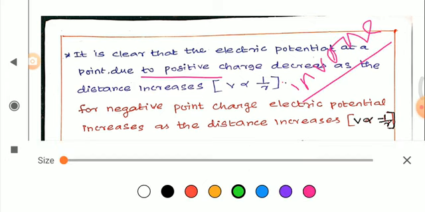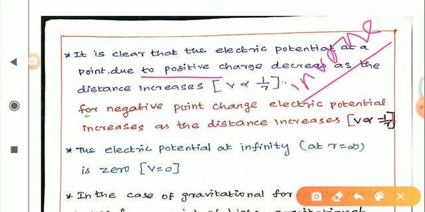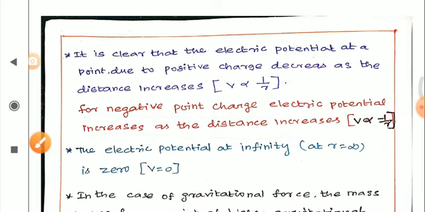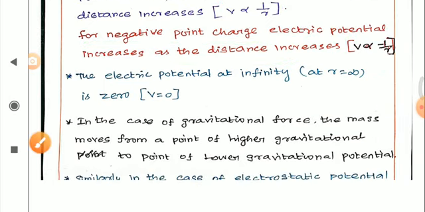Then for the second case, since V is proportional to minus 1 by R, we have to understand that this is a direct proportion for the negative charge, and an inverse proportion for the positive charge. Okay, these are the points we have to remember.